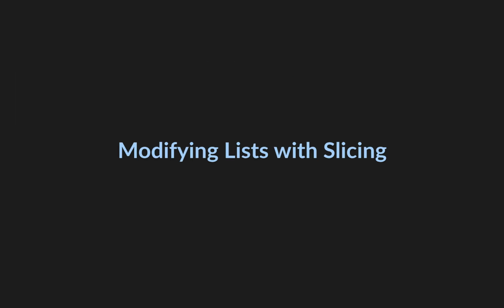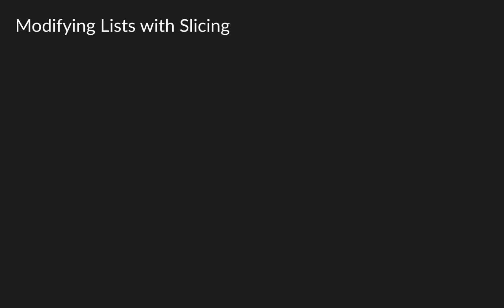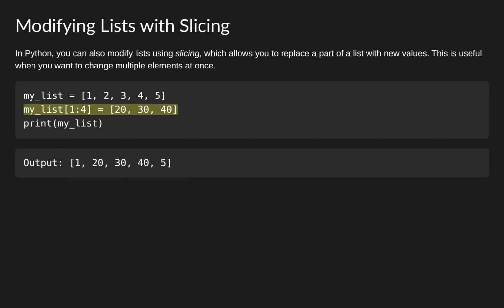Modifying lists with slicing. In Python, you can modify lists using slicing. This technique allows you to replace a portion of a list with new values. It's especially useful when you want to update several elements at the same time.